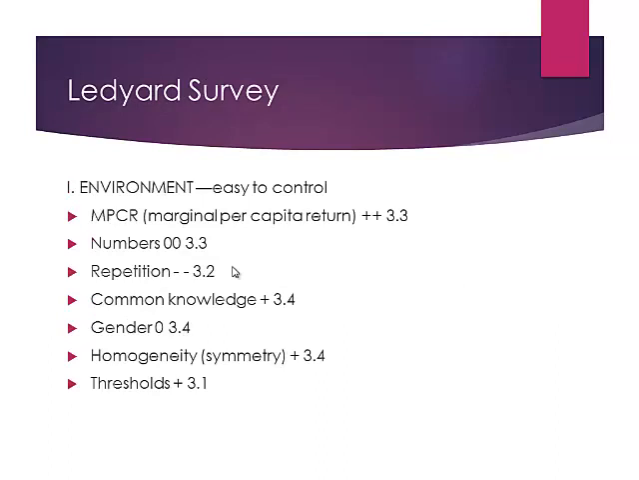Alright, so I'll finish by this. There is this Ledyard Survey of the different factors that have been studied in this game. So there is MPCR, marginal per capita return, and that is known to be significant and important in terms of increasing provisioning. So plus means that this is important, and 3.3 is the section number in the Ledyard Survey in which this issue is discussed, which is on the website actually.